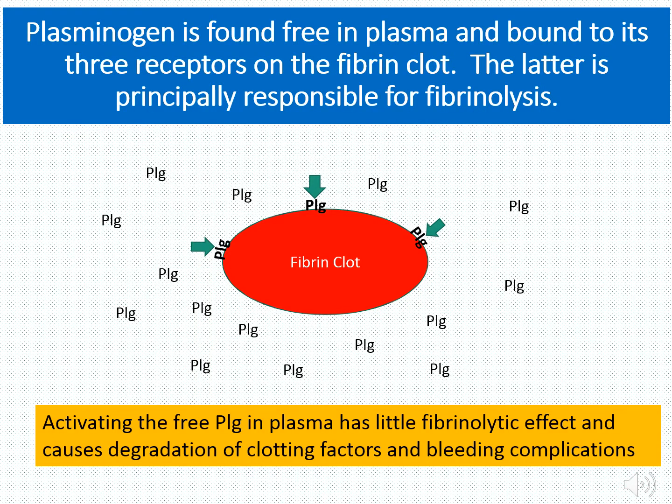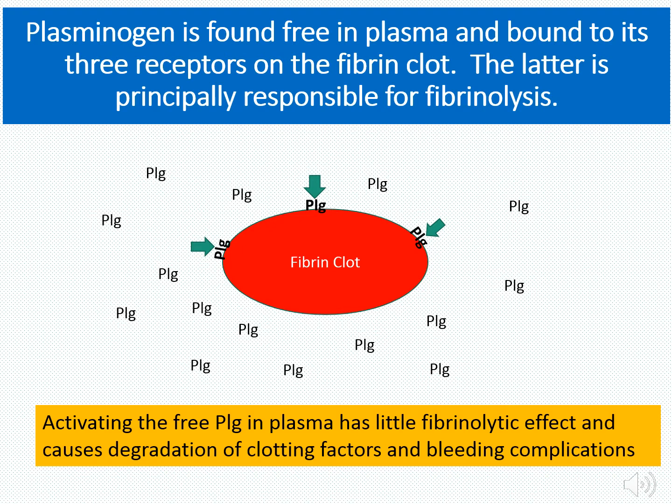This slide shows an important principle of fibrinolysis. Plasminogen is found free in plasma and also bound to its 3 receptors on the fibrin clot, and the latter is principally responsible for fibrinolysis. So I've shown that on the slide with the fibrin clot in the middle, the 3 plasminogens on the surface of the clot, and the plasminogen activator is represented by the green arrow activating those plasminogens. And it's those plasminogens converted to plasmin that are responsible for fibrinolysis.